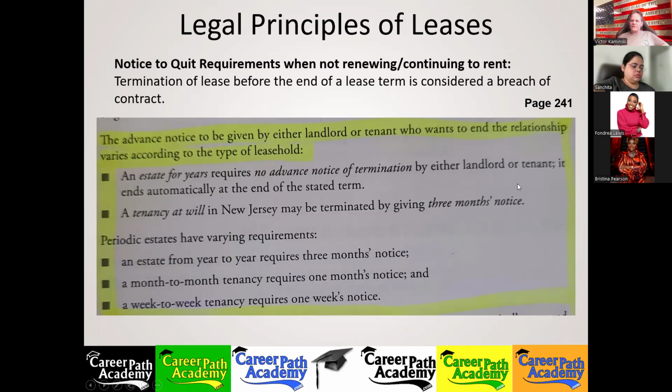So, estate for years, no advance notice is needed. Tenancy at will, 3 months. And periodic estate depends on the length of the lease term. Week to week, month to month, or estate for years, 3 months notice. Okay.